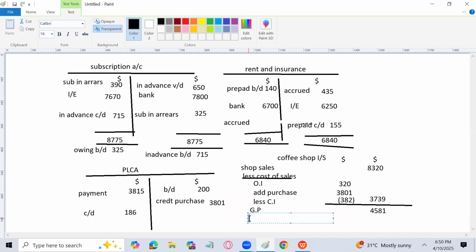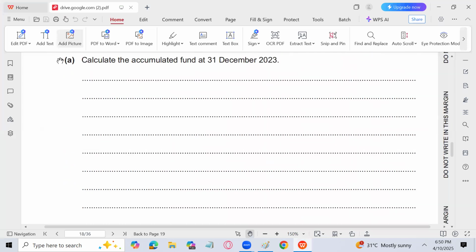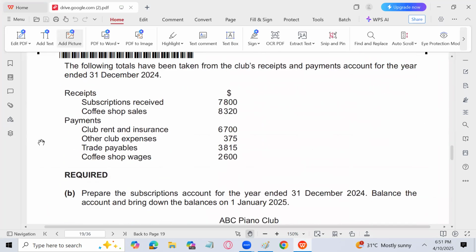And yesterday I missed some part, less shop wages. Because it's a part of the expense which is related with the coffee shop, it has to be subtracted from the coffee shop, and coffee shop wages are given. That is going to be 2600.